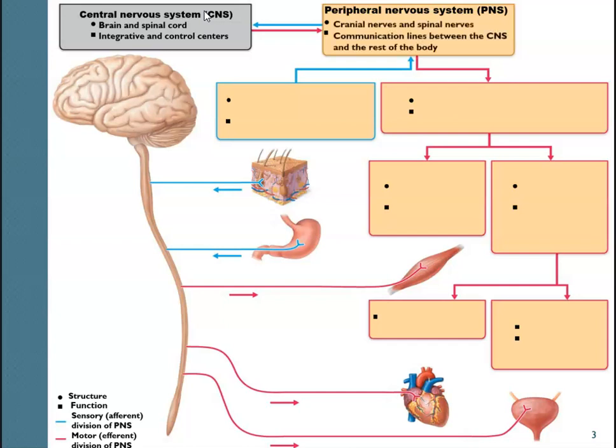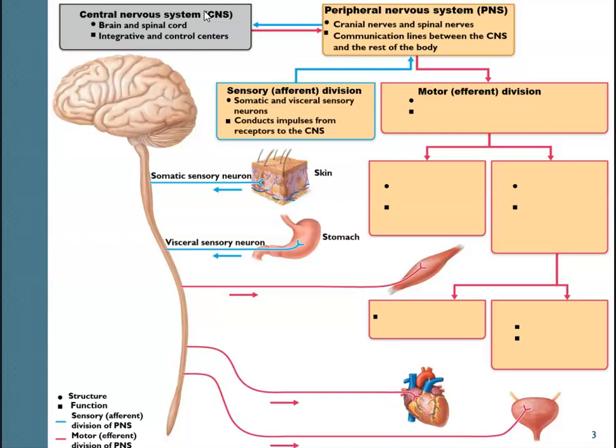So we have our cranial nerves, 12 pairs of nerves that arise and go to our brain. And then spinal nerves, 31 pairs, which arise and go, take information to our spinal cord. So they're the communication between the rest of the body and the central nervous system. We can further divide the peripheral nervous system into two portions in terms of the functional division. So sensory, afferent with an A, motor, efferent with an E.